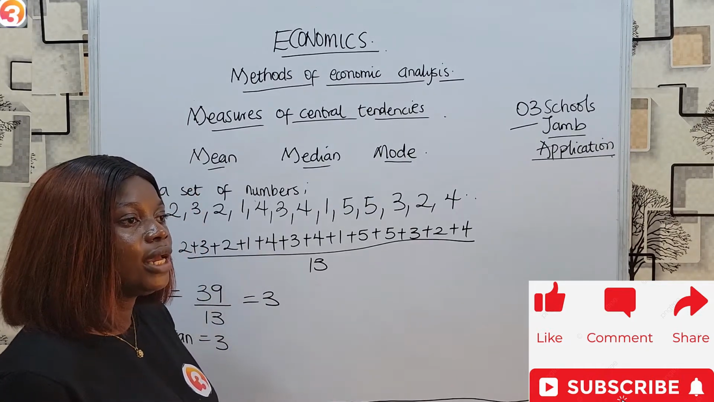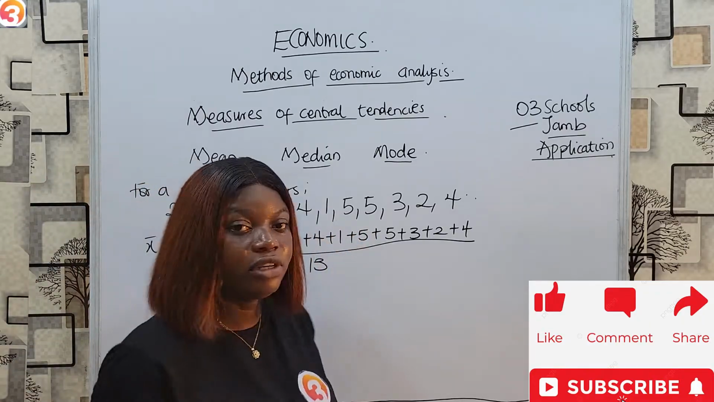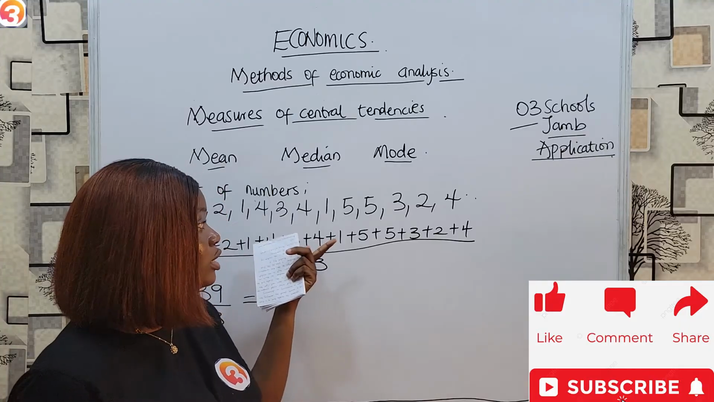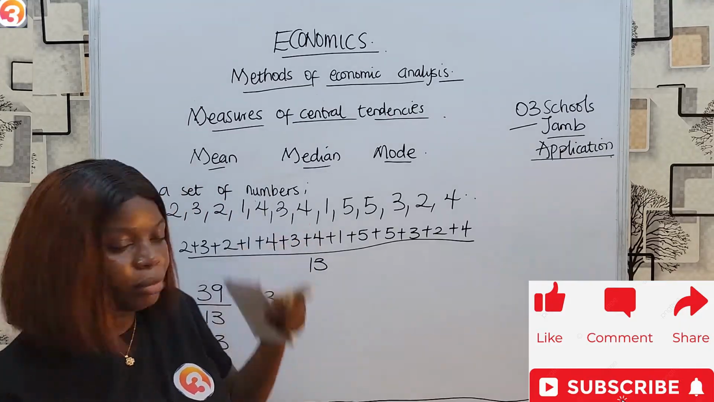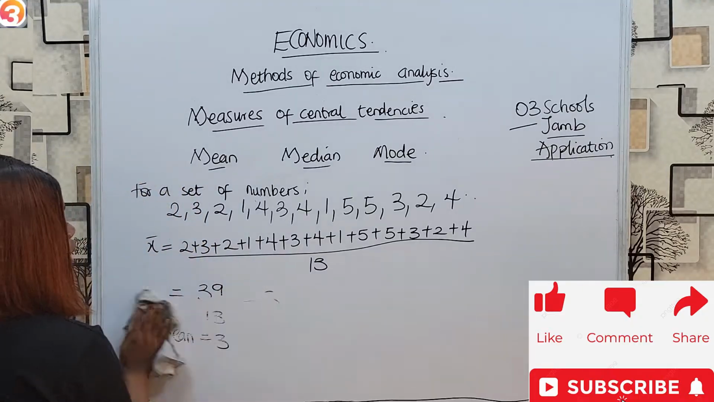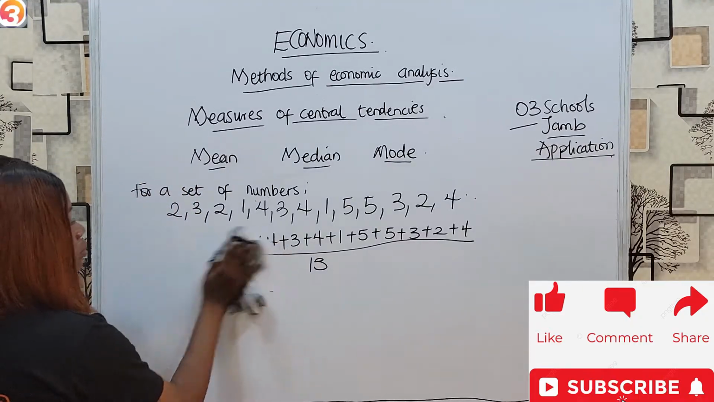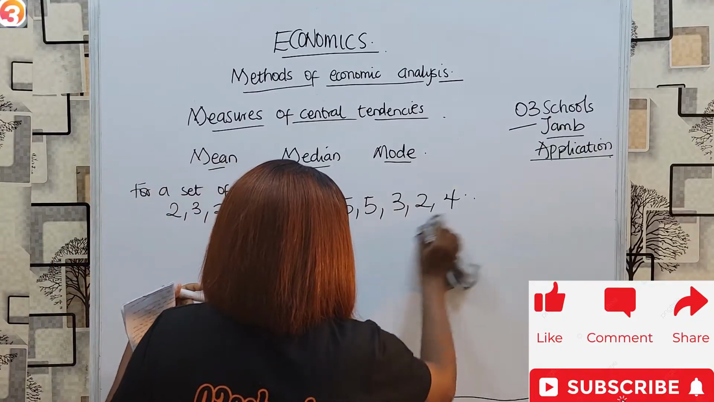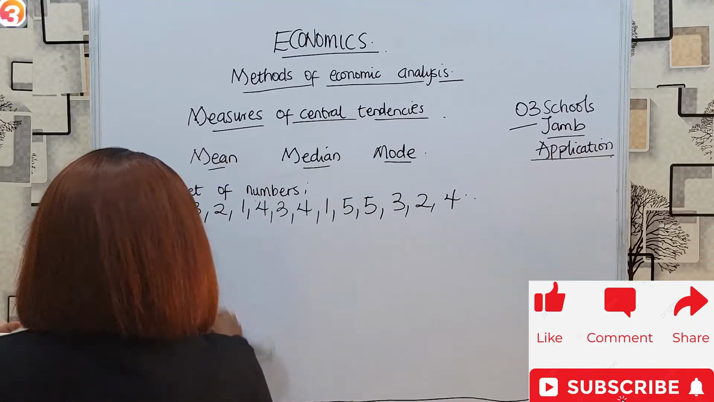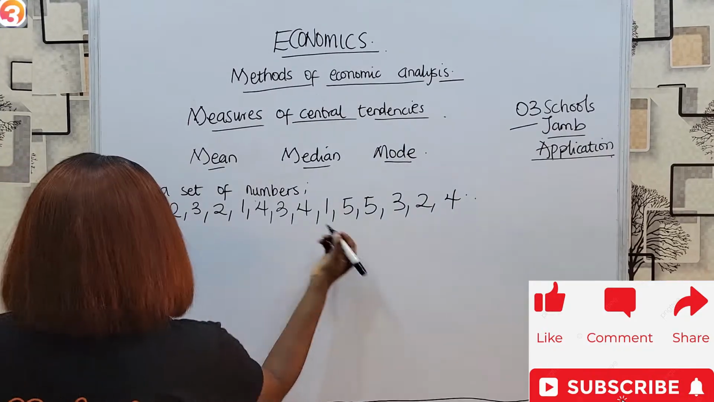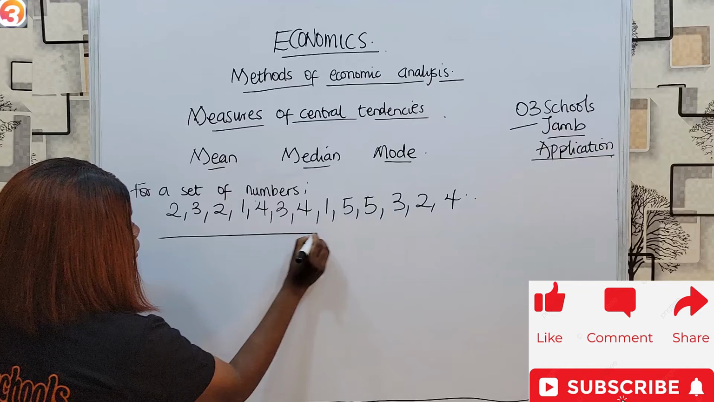Now let's look at a situation whereby this data is given in a frequency table, and for us to look at it that way, we have to draw up a frequency table for these numbers. We already have the set of numbers available. Now let's draw up a frequency table for it. In our previous class where we talked about frequency tables, I showed you what a frequency table looks like. So now let's look at the numbers.